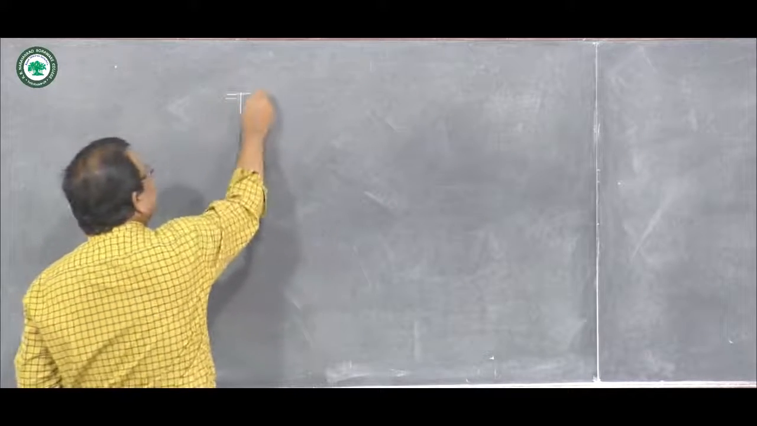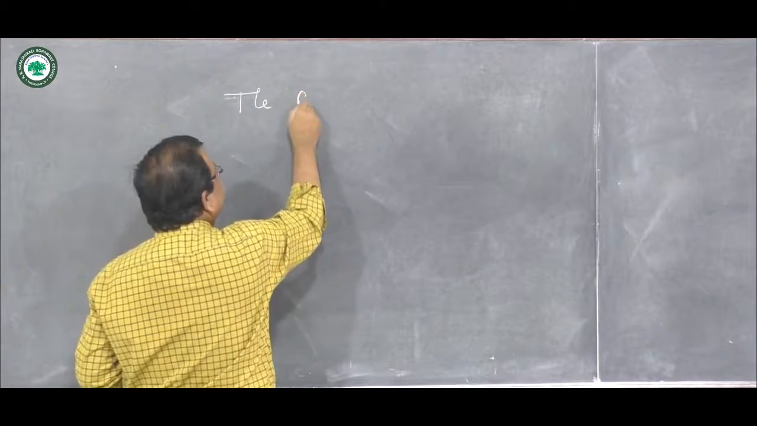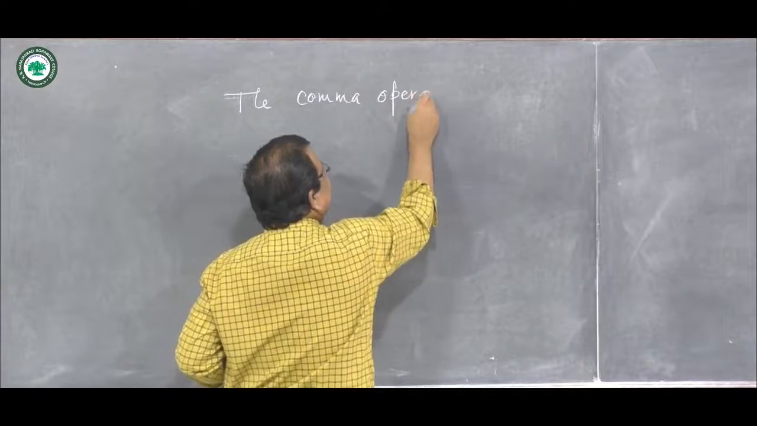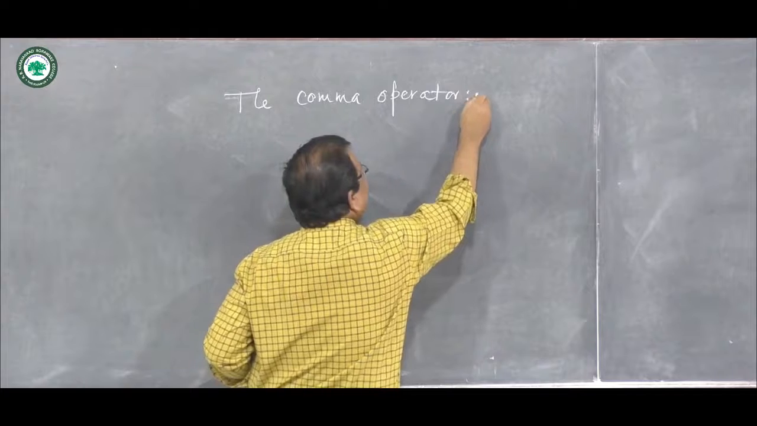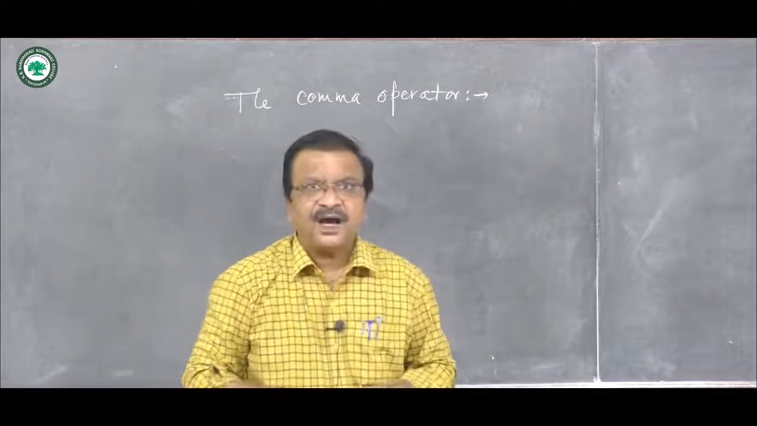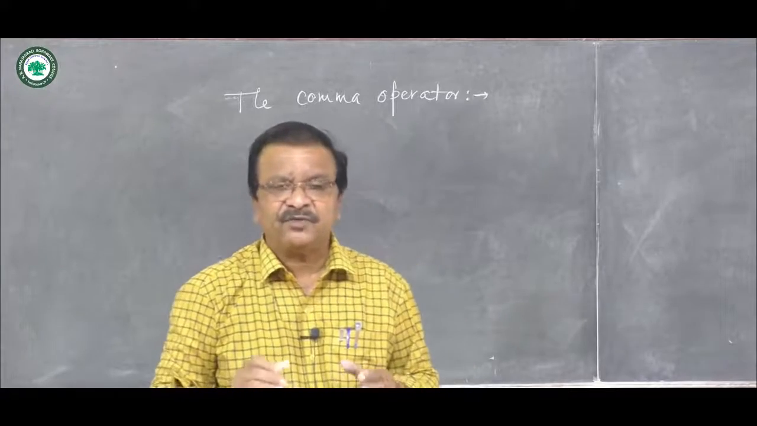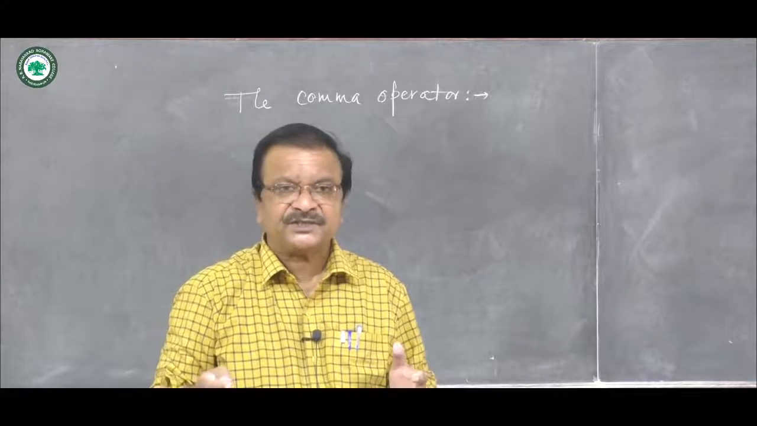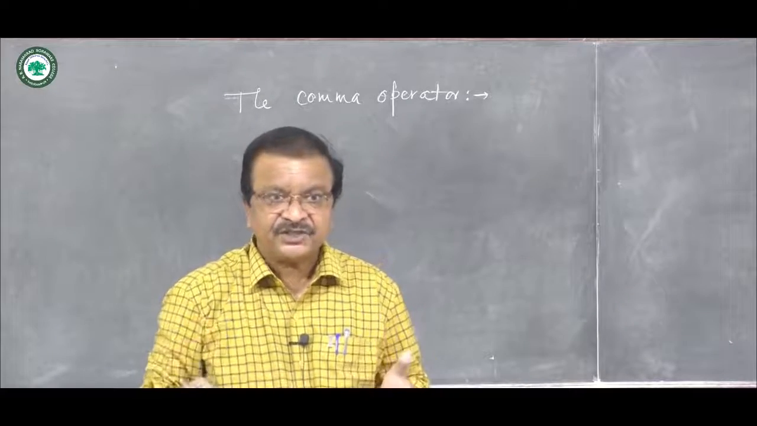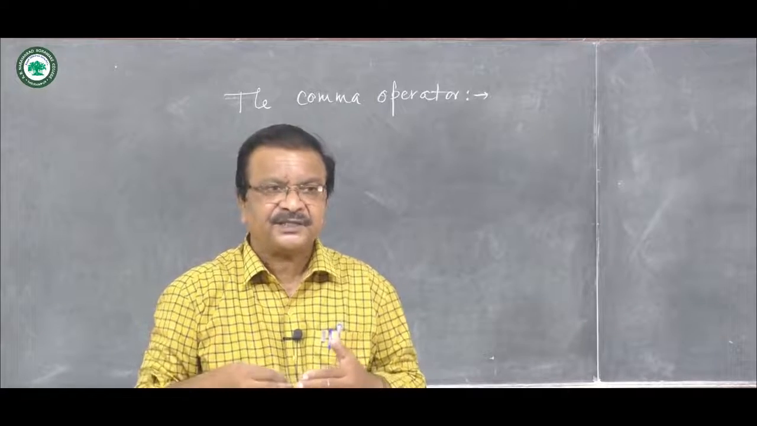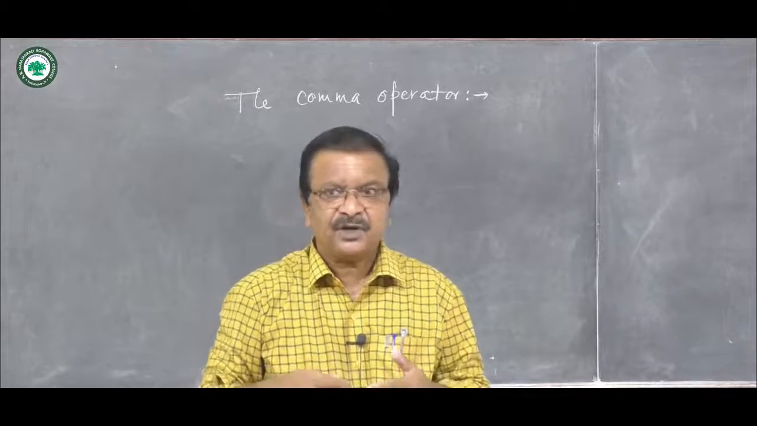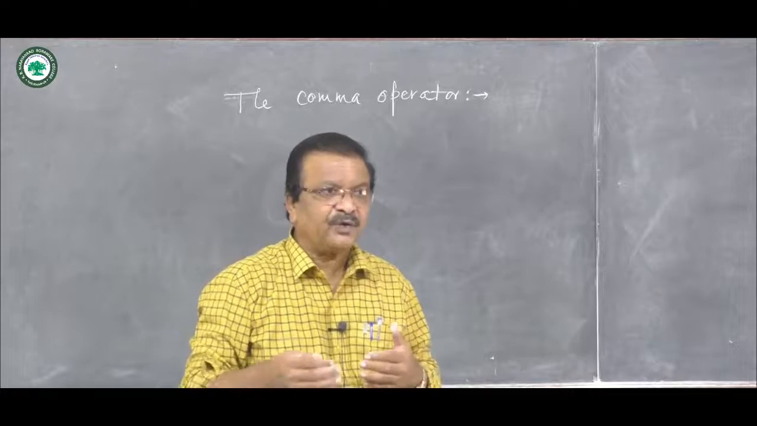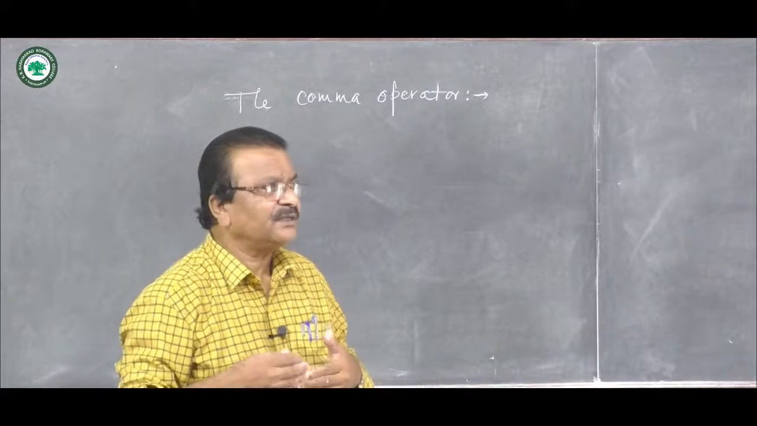Then the next thing which we are going to discuss is the comma operator. Commas are used primarily in conjunction with the for statement, where more than one expression will appear in a section where ordinarily one expression appears. It allows more than one expression to appear in a section where generally only one expression occurs.